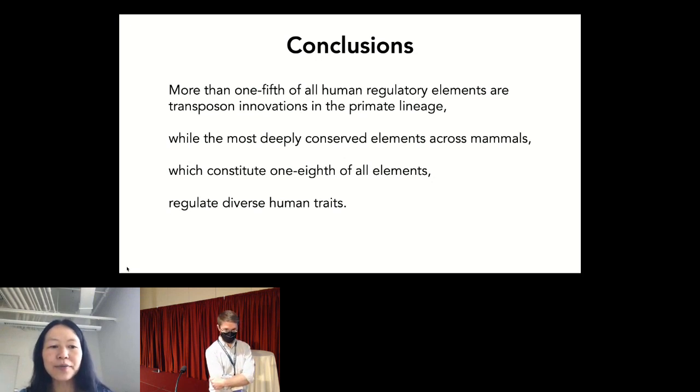So we have all kinds of elements. We have enhancers, promoters, and a subset of them are more conserved than the rest. And then for the transcription factor binding sites, we looked at 367 TFs.